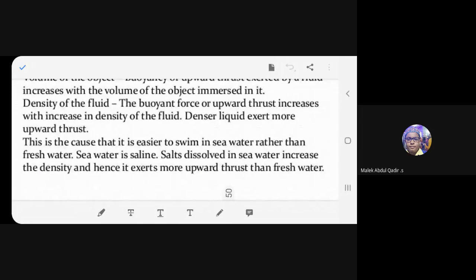If you compare seawater and fresh water, which is denser? Seawater is denser than fresh water. So we will have more buoyancy in seawater, less buoyancy in fresh water. Okay? Okay, boys? Okay, ma'am.